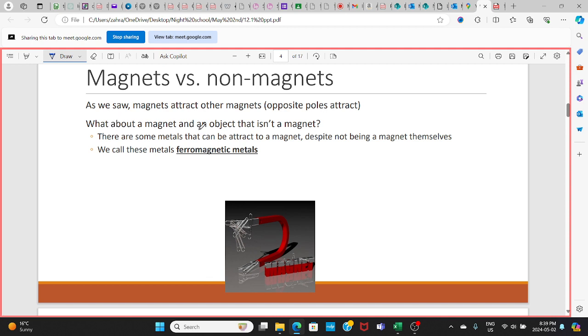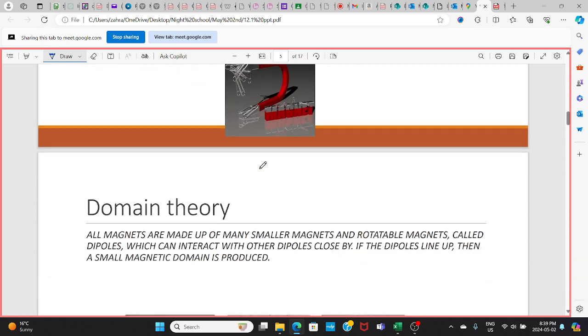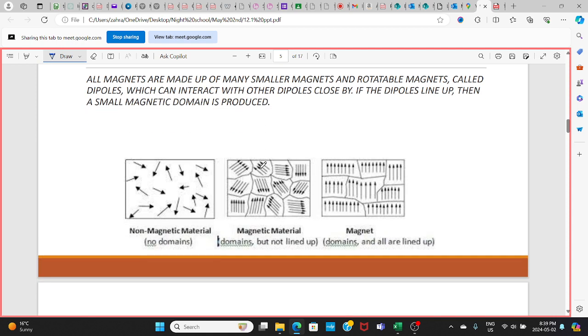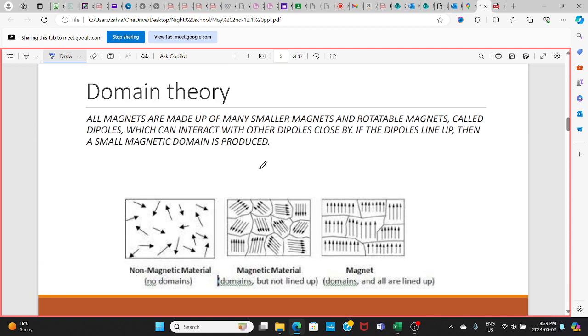Now, what about an object that isn't a magnet? So you know that some metal can be attracted to a magnet, despite that not being a magnet itself. Like what? You call this metal ferromagnetism. And these are the definition of the ferromagnetisms. We just read that through. So here is the domain theory.